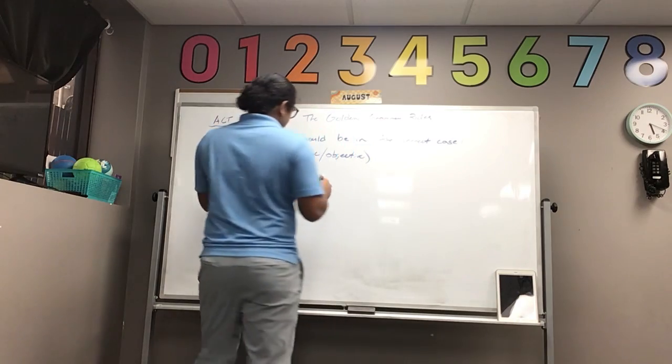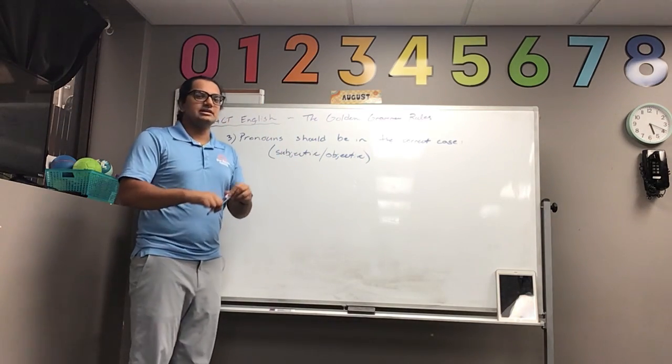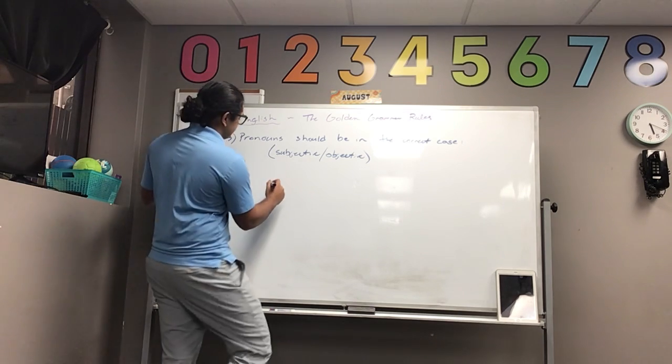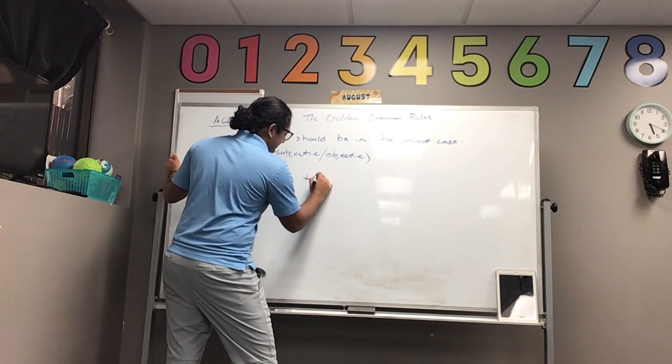Here's the trick. You write a really simple sentence that has a subject and an object. So the way that I do it and the way that I typically teach my students is blank told blank.